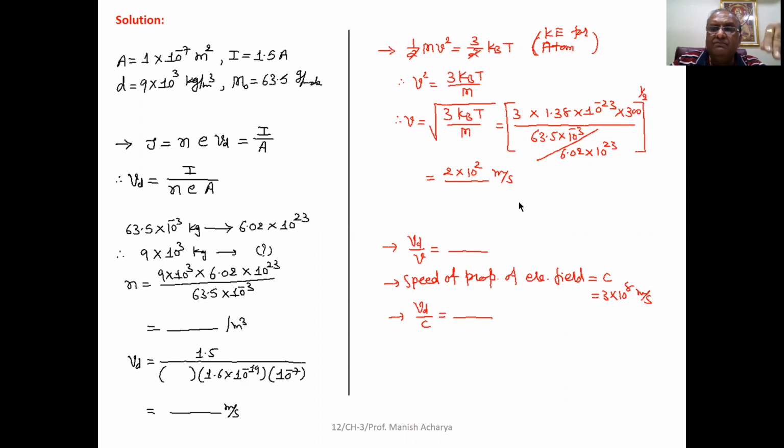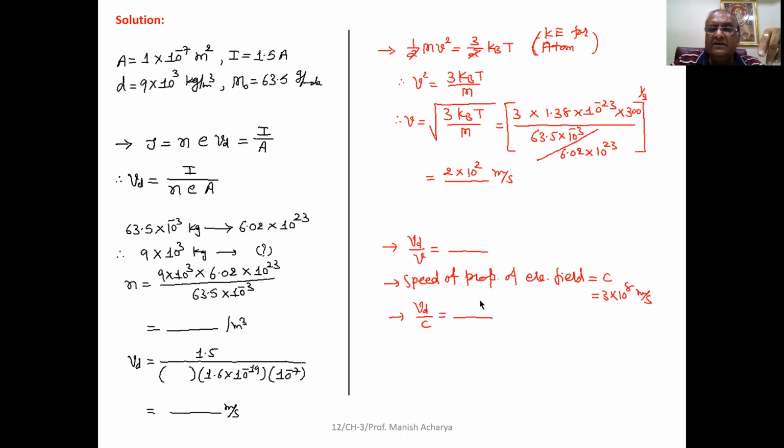Now we want to compare the drift velocity with thermal velocity. So take the ratio vd to v. vd we calculated here, and v is 2 × 10^2 meter per second. You will get the comparison.